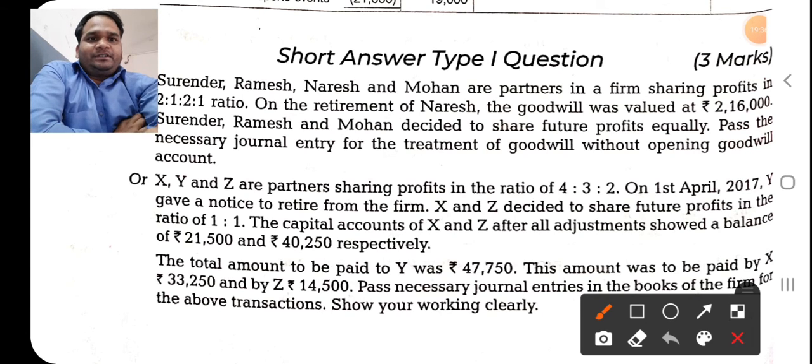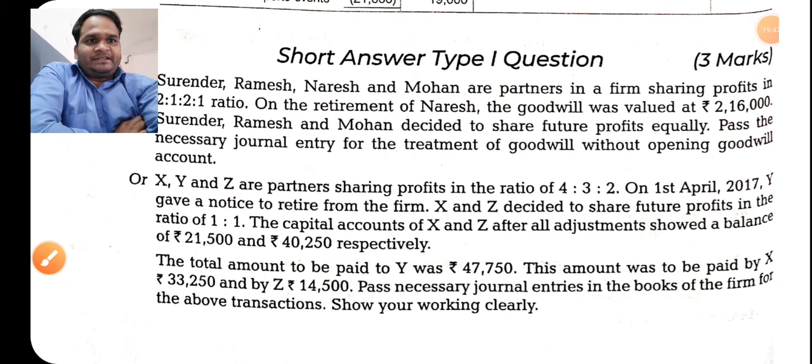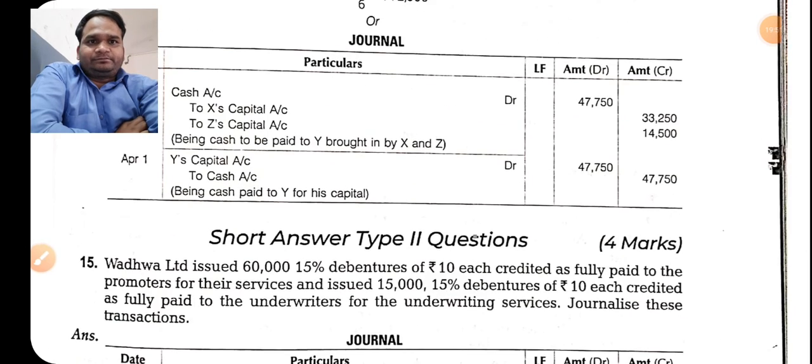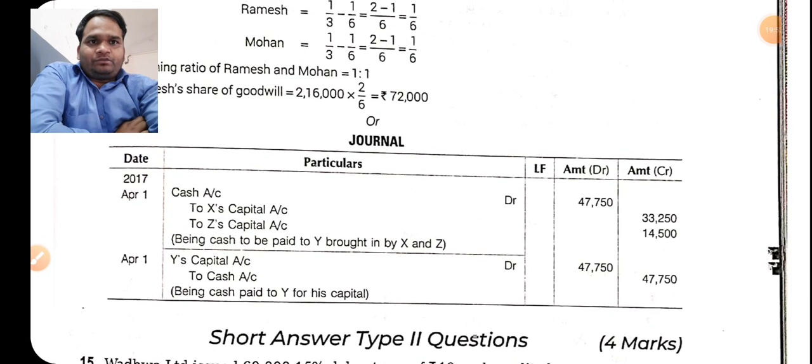The total amount to be paid to Y was this much. The amount to be paid by X is this much and this much. It is given, pass the necessary journal entry. Okay, let me explain this question. This is how it should be presented.